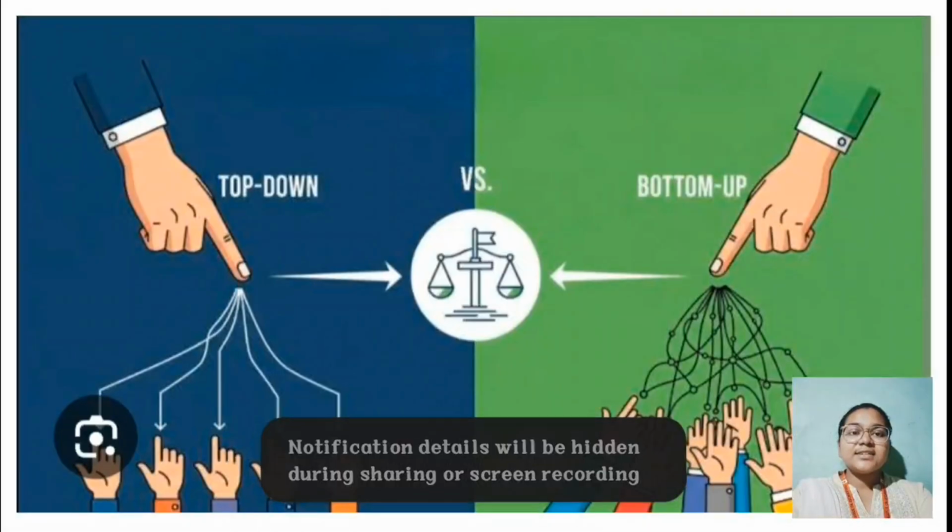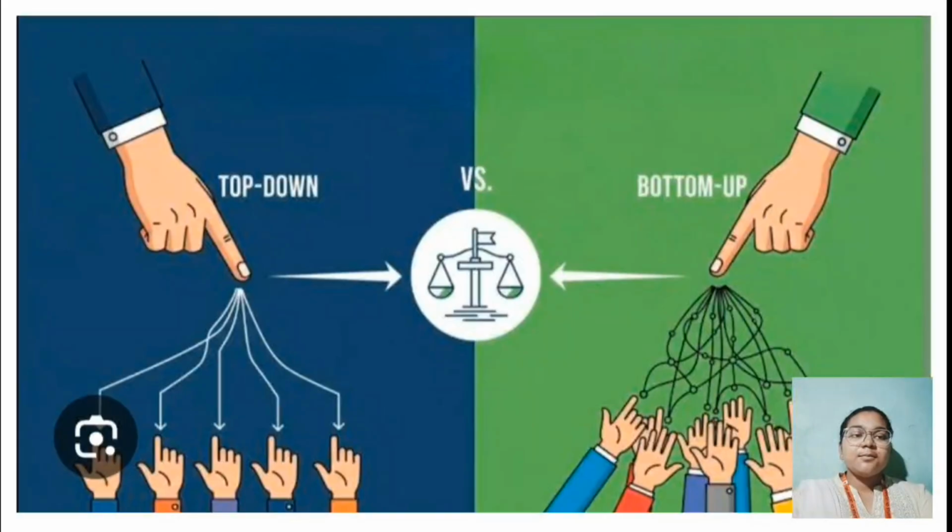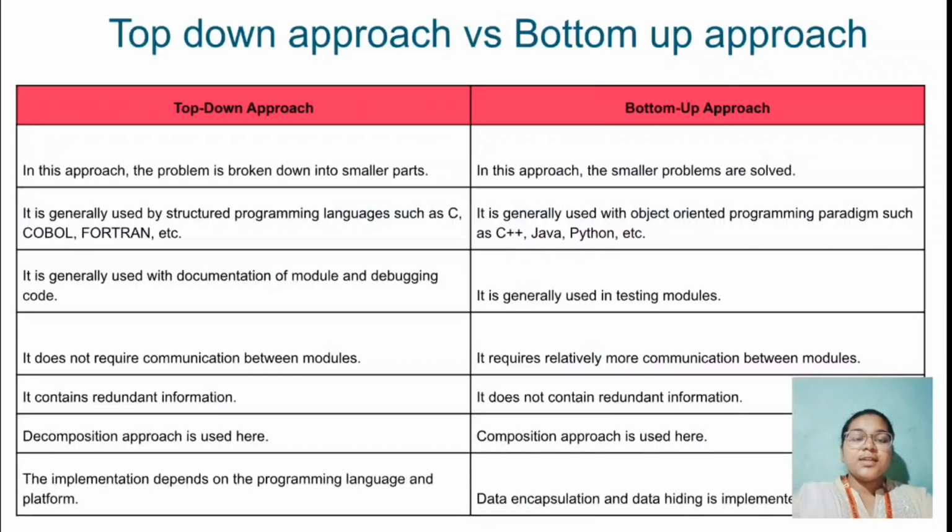Now let us discuss top down versus bottom up approach. In top down approach, the problem is broken down into smaller parts. In bottom up approach, the smaller problems are solved first. Top down approach is generally used by structured programming languages such as C, COBOL, Fortran, etc. Bottom up approach is generally used with object oriented programming paradigm such as C++, Java, Python, etc.